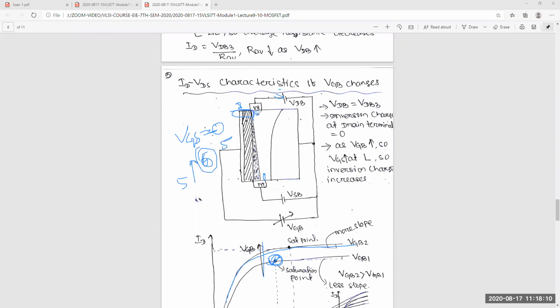Charges will be there means it's not the threshold point, because we know at the drain terminal, if the charge is 0, meaning the inversion charges will be 0, then we can say it's a pinch off point or threshold point. If the charge is not 0, then we cannot say that is a threshold point. So to get that threshold point, that charge 0, we have to give more VDB.